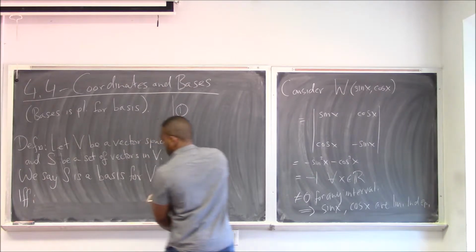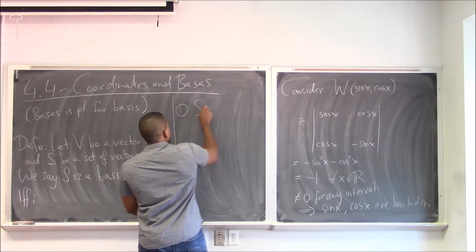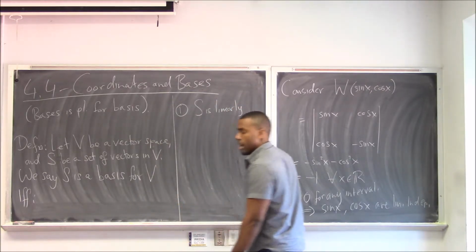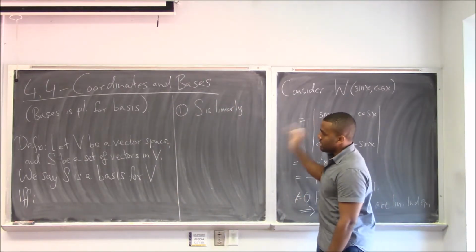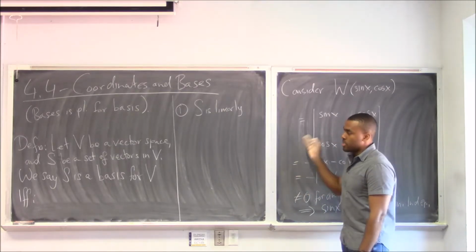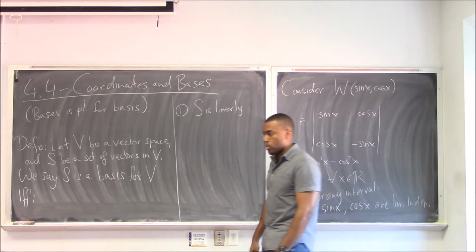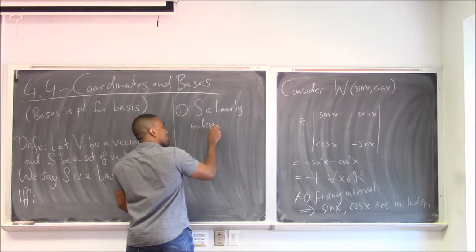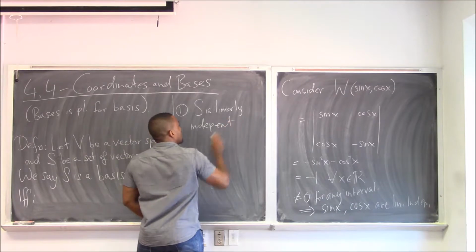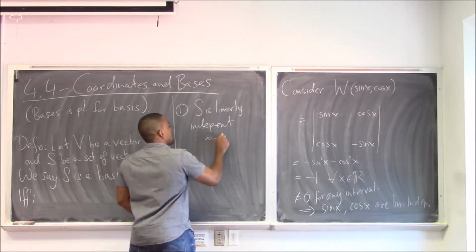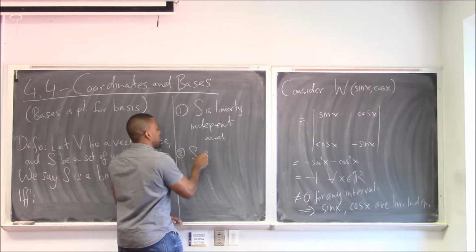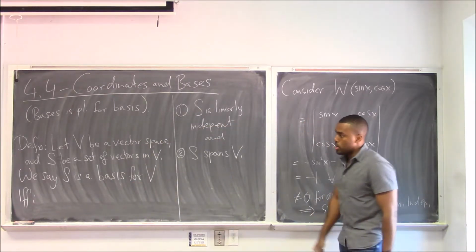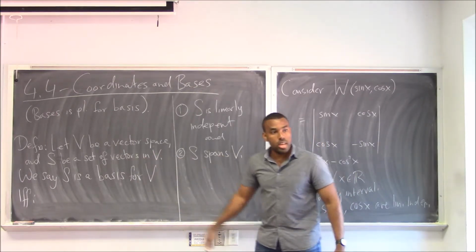There are two things. One, S is linearly independent, meaning there's no extra fluff, right? All the vectors in S are super important. They have to be there, because if I lose one, I can't construct it from the other ones in S. So it's a minimal set in that respect. And two, S spans V, meaning any vector in V, I will be able to write as a linear combination of the vectors in S.